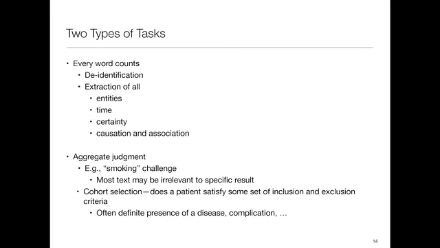The other thing to keep in mind is that there are two very different tasks. For example, if I'm doing de-identification, essentially I have to look at every word in a narrative in order to see whether it's protected health information. But there are often aggregate judgments that I need to make where many of the words don't make any difference. For example, one of the first challenges that we ran back in 2006 was where we gave people medical records, narrative text records from a bunch of patients, and said, is this person a smoker?